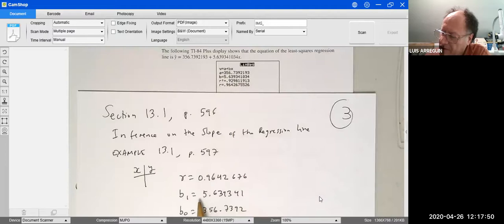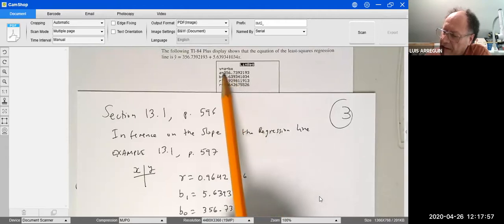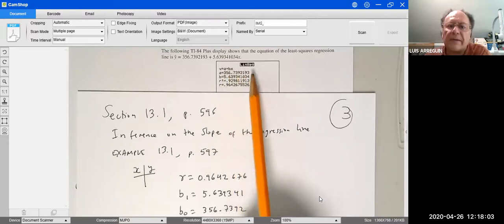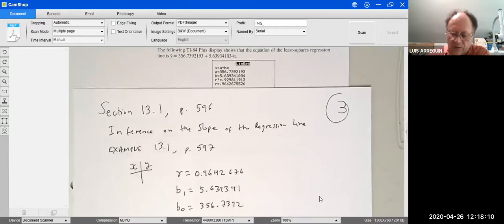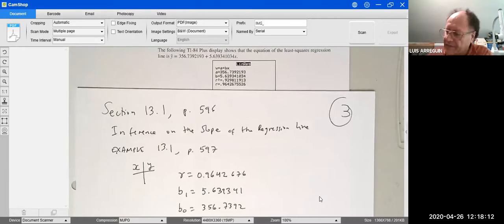In our console, we found 563.9341, and finally A here is the y-intercept, 356.73. In our case, B0 equals 356.7392. So that's the first problem.